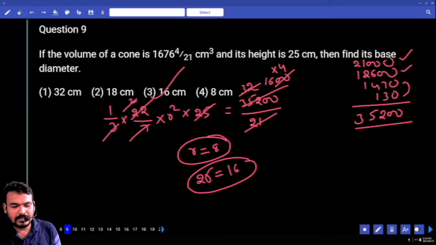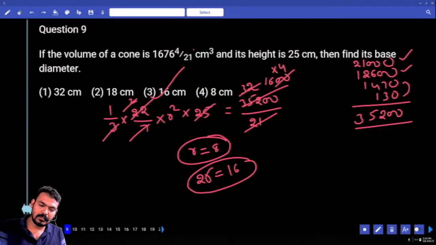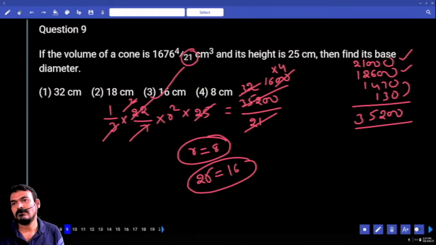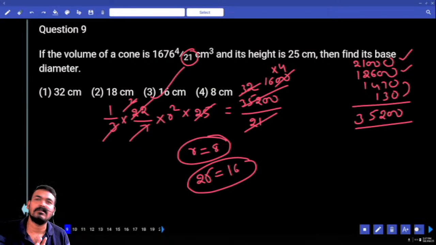Don't say radius is a 7 multiple. Answer also 7 multiple. Because what is the denominator here? 21. Right hand side denominator 21, left hand side denominator 7 means both are 7 cancel. Then radius must be other than the 7 multiple.